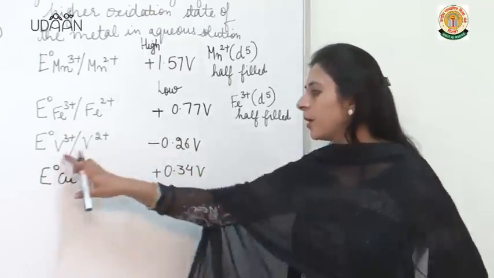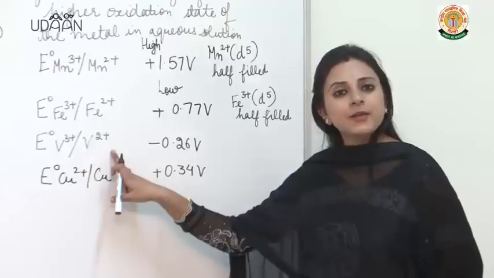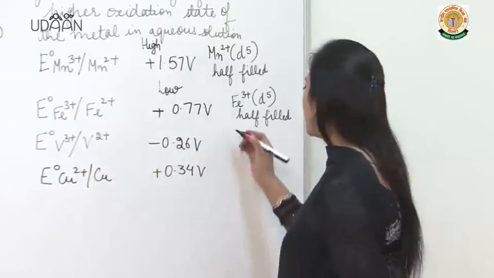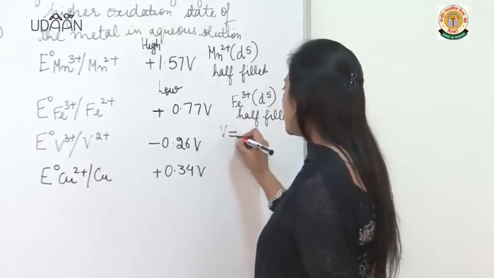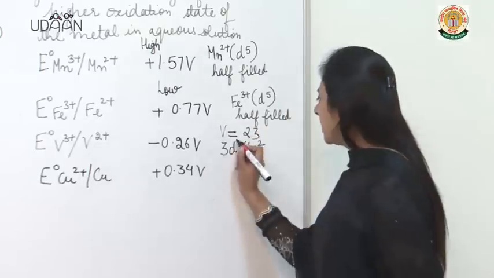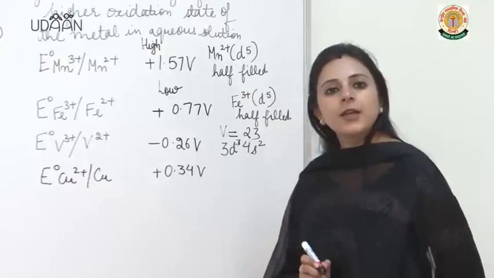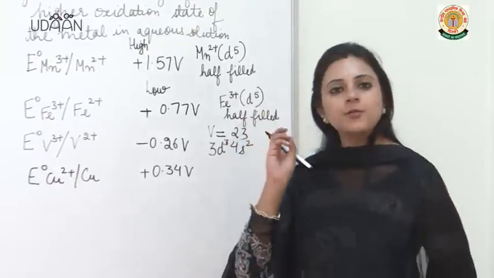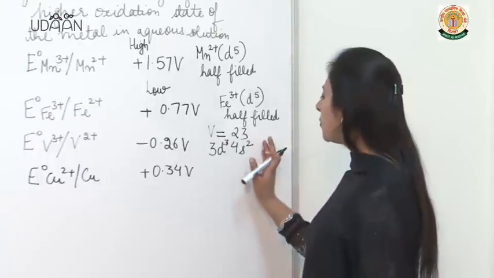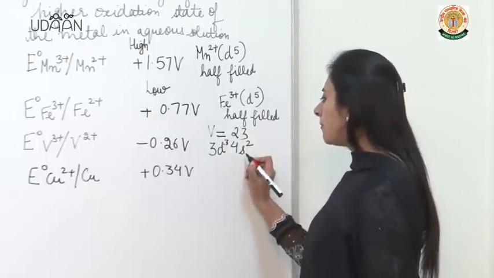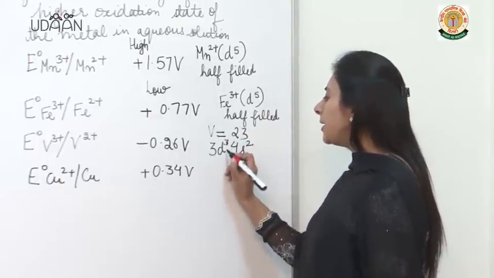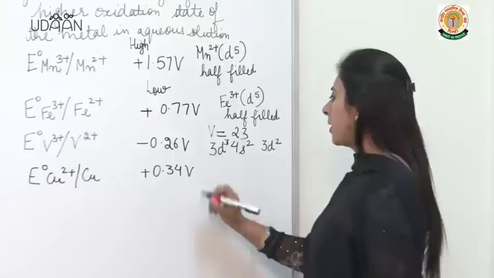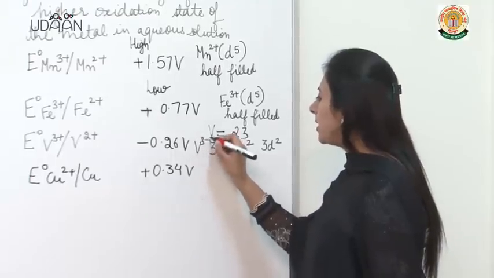Now when we talk about V3+ and V2+. Now what is the configuration of V3+? Vanadium is 23, it is 3d3 4s2. When I say V3+, that means I have removed two electrons from 4s and one electron from 3d, and I get 3d2. This is for V3+.